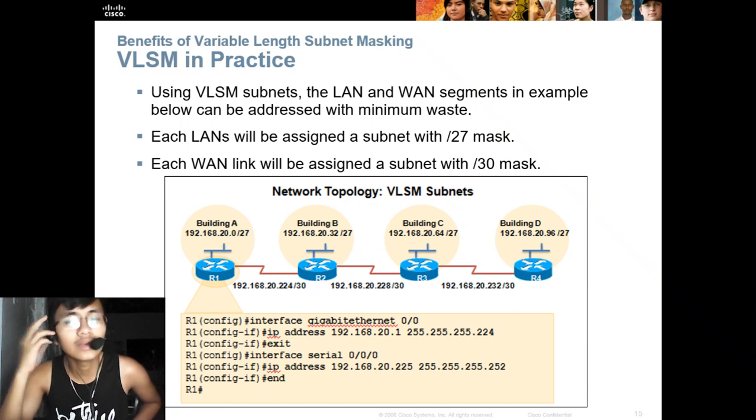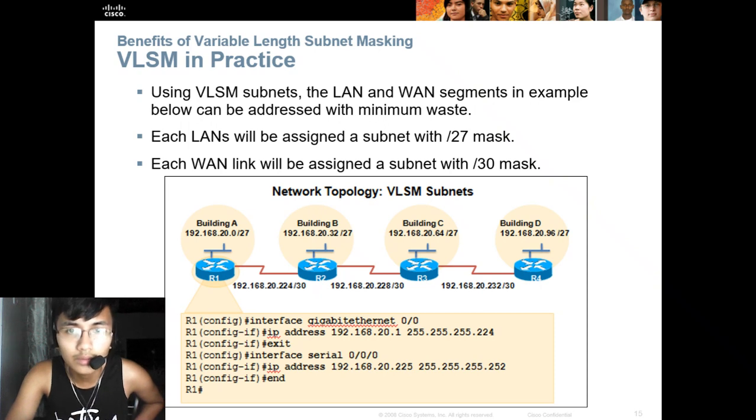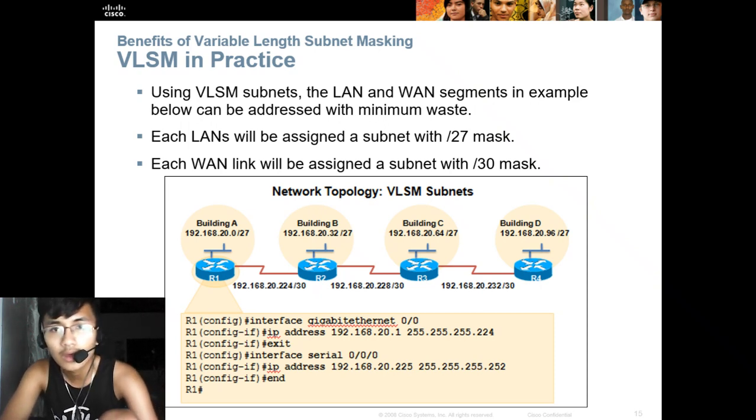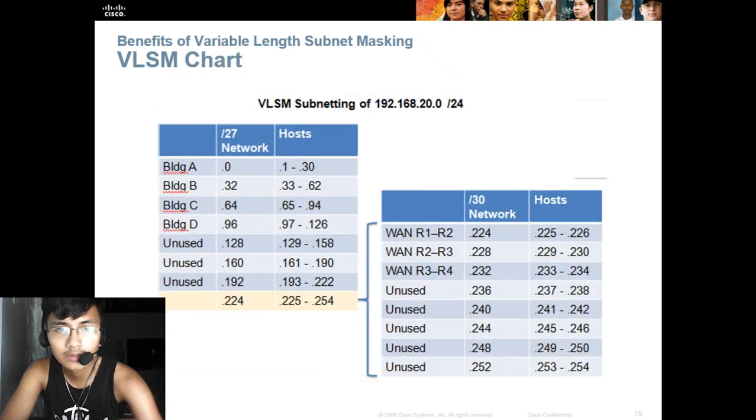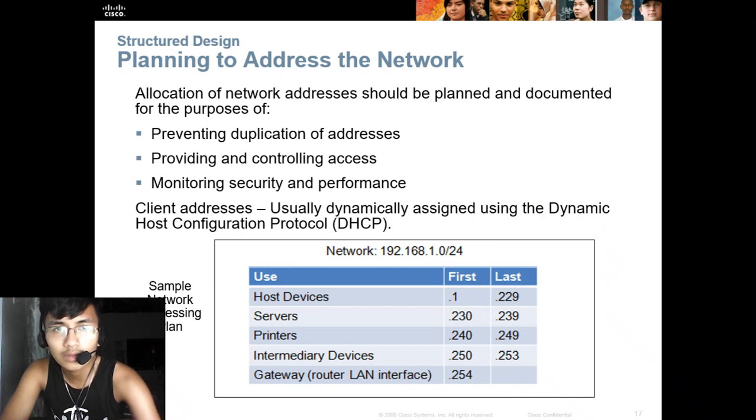Using VLSM subnets, the LAN and WAN segments in the example below can be addressed with minimum waste. Each LAN will be assigned a subnet with /27 mask. Each WAN link will be assigned a subnet with /30 mask. Planning to address the network: allocation of network addresses should be planned and documented for the purpose of preventing duplication of addresses, providing and controlling access, monitoring security, and performance. Client addresses are usually dynamically assigned using the Dynamic Host Configuration Protocol or DHCP.